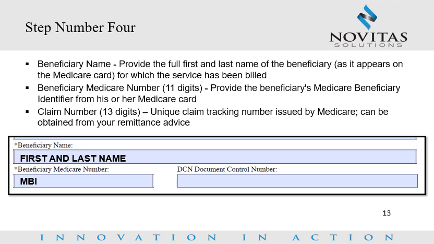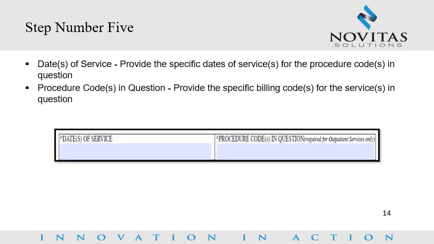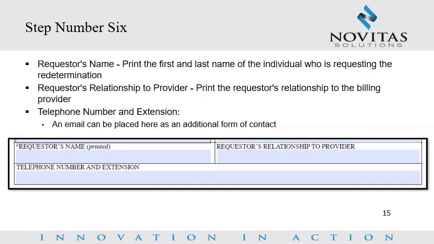Document control number is a unique 13-digit claim tracking number issued by Medicare that can be obtained from your remittance advice. We will type in claim number as an example. Step number 5. In step number 5, please provide the date of service, or DOS, as well as the procedure code in question for the service or services billed. We will type in DOS and code to show as an example.